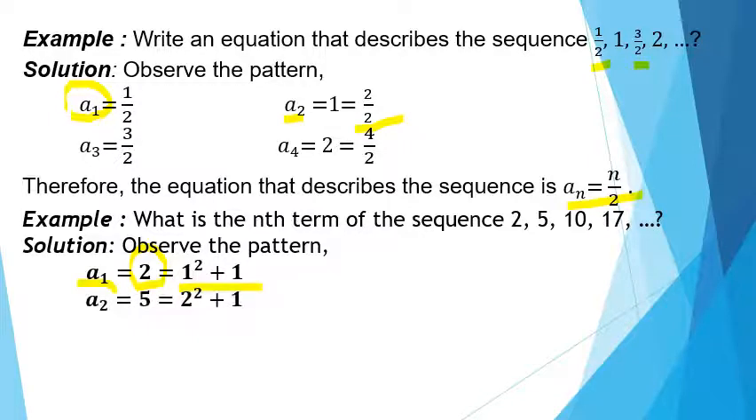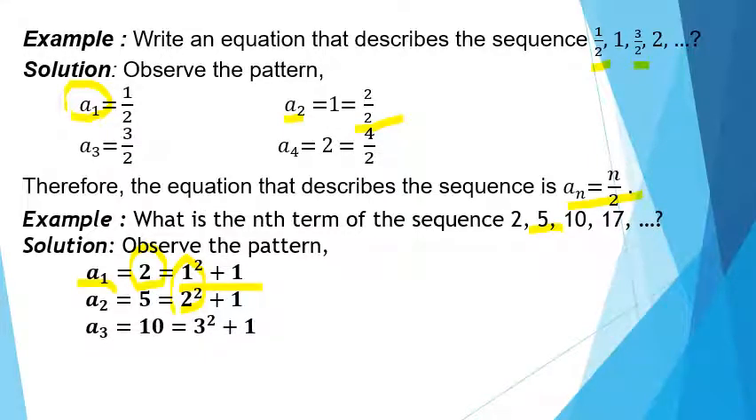A of 2 equals 5. Nandito kasi, ang pangalawang term ay 5. Dapat parehong pattern ang gagamitin. So, we will have here 2 squared plus 1. 2 squared equals 2 times 2. 2 times 2 plus 1, we have 5. 2 times 2 equals 4 plus 1, that is 5.